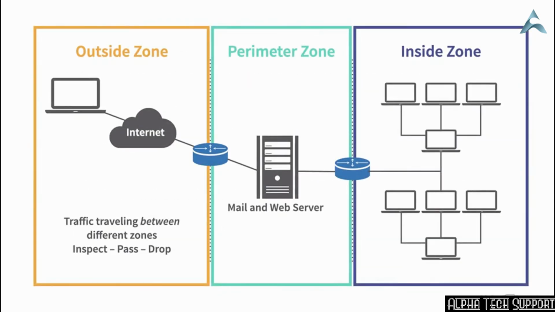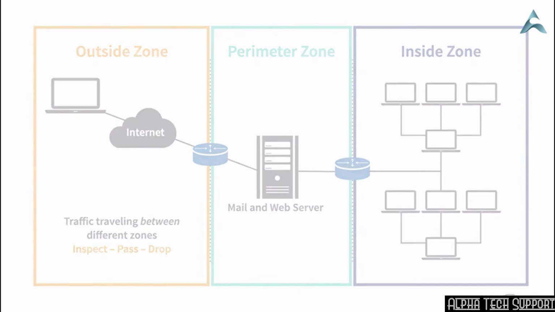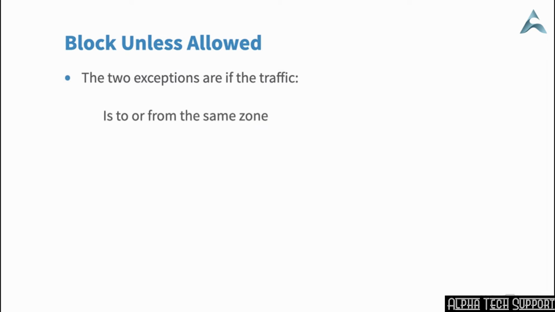A zone-based firewall can take three possible actions: inspect, pass, and drop. In a zone-based firewall, the default is to block traffic unless explicitly allowed. The two exceptions are if the traffic is from the same zone or is to or from the self zone.